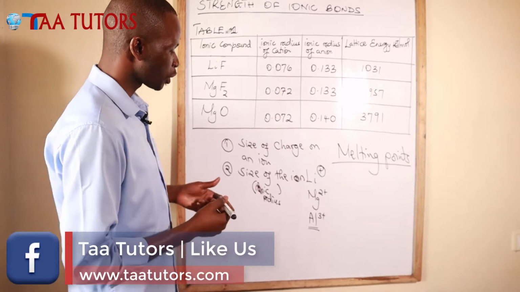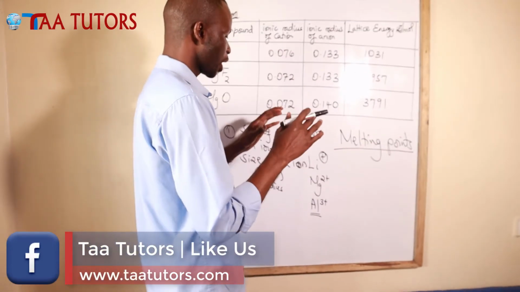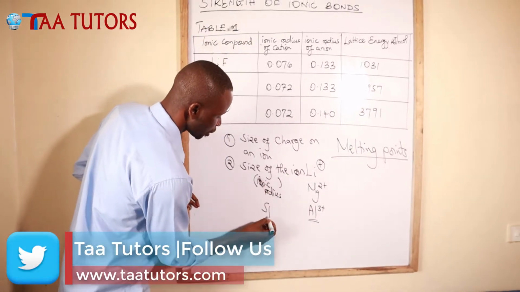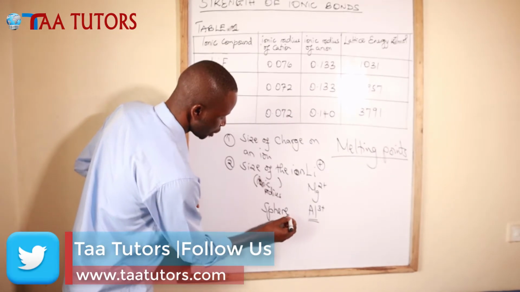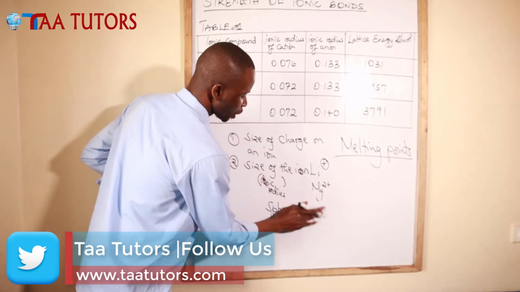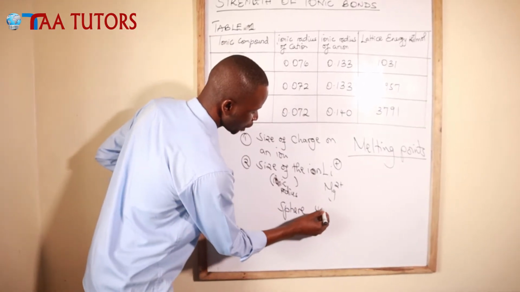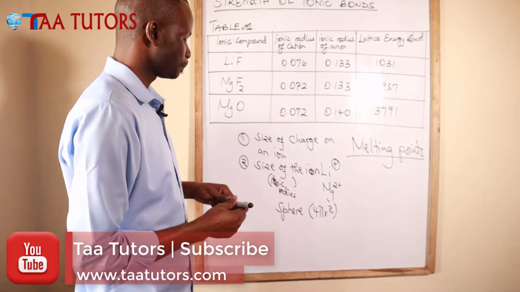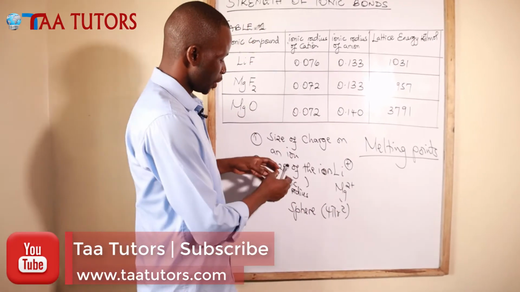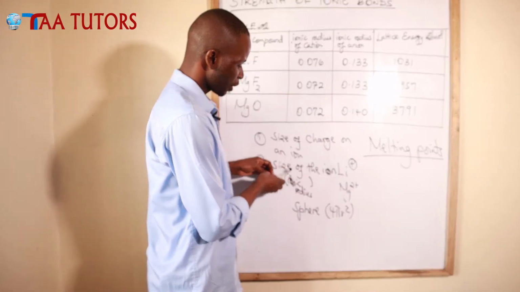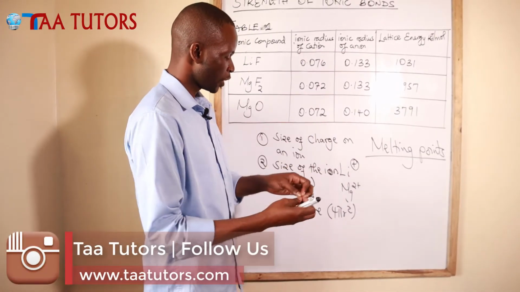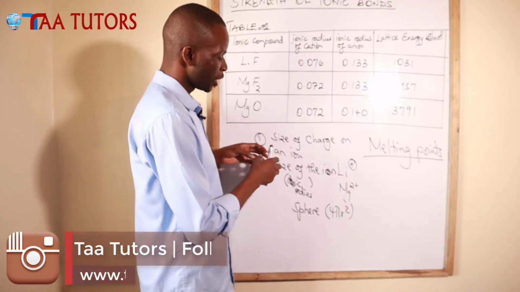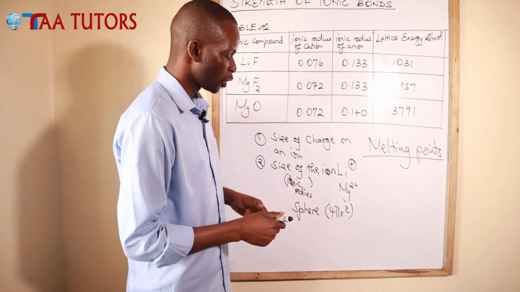And when we talk about the outer energy shell, we are talking about something of a sphere, and the surface area of a sphere is 4 pi r squared. So we can say that the smaller the surface area, the bigger the charge density. It means that the force of attraction here is inversely proportional to the surface area.